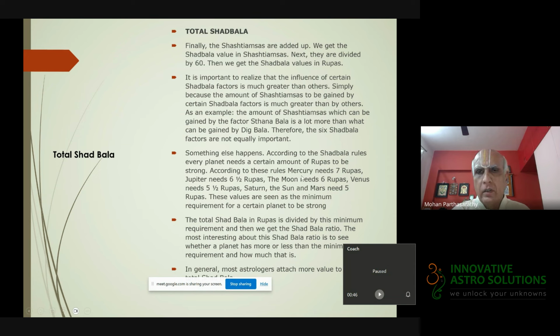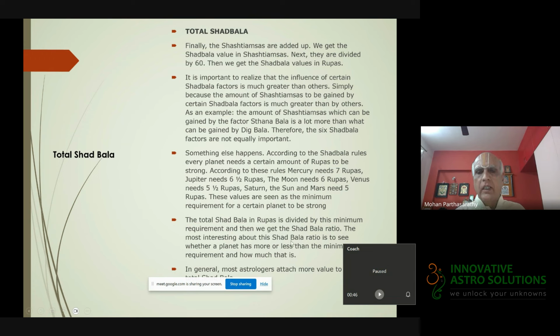Also, according to Shadbala rules, every planet needs a certain amount of rupas to be strong. Mercury needs 7 rupas, Jupiter needs 6.5 rupas, Moon needs 6 rupas, and so on. These values are seen as the minimum requirement for the planet to be strong. So we divide the total Shadbala by the minimum requirement as we discussed above to get the Shadbala ratio. The most interesting thing about the Shadbala ratio is to see whether the planet has more or less than the minimum requirement and by how much.